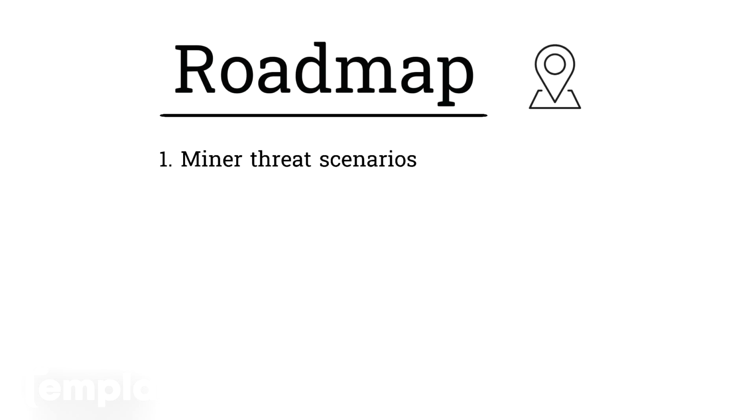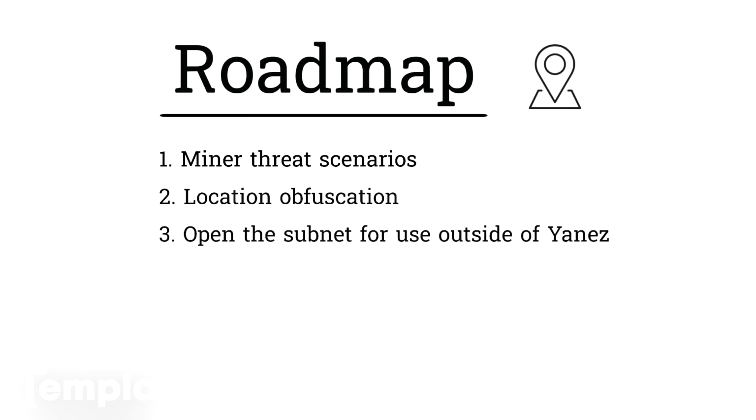Now looking ahead at their roadmap, first they're looking at allowing miners to propose threat scenarios and then evaluate and reward those miners based on those scenarios. Then they're going to look at location obfuscation via IP, region, and geographic manipulation, and then open the subnet up for use outside Yanez, like institutions that want to use the data for themselves.